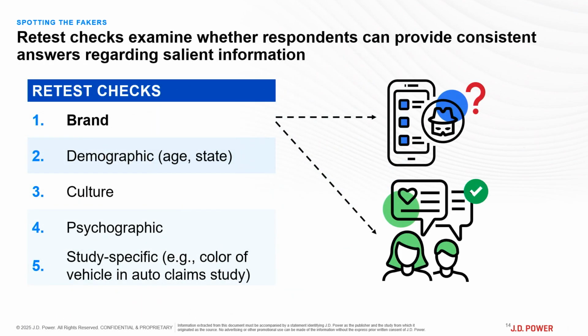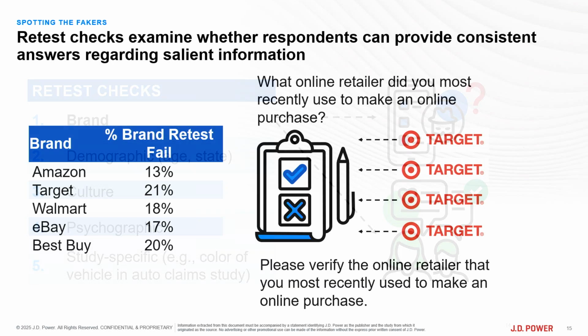One of the categories that we're using for that is a brand retest. So at JD Power, we're benchmarking brands, a pretty key measure in our survey, and so we're asking people within our private router, what products do you have, what brands do you use, and then when they get into the survey, at the end of the survey, we ask them, what brand did you use? We've also tested other categories: demographics, culture, psychographics, and then study-specific questions. Going to focus more on the brand retest here.